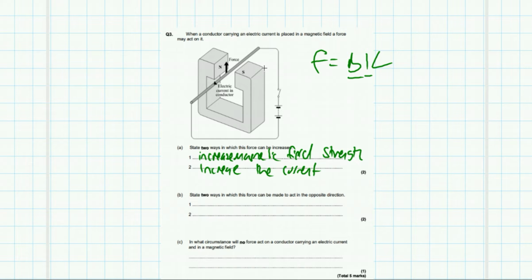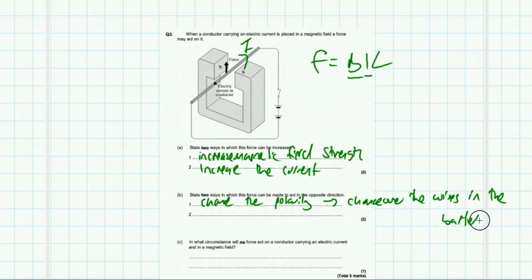So the first one is to change the direction of the current, so the current acts in that direction. To do that, we need to change the polarity. Basically all we want to do is change over the wires in the battery. If you do that, you will get the current flowing in the opposite direction, and therefore your force will act in the other direction.